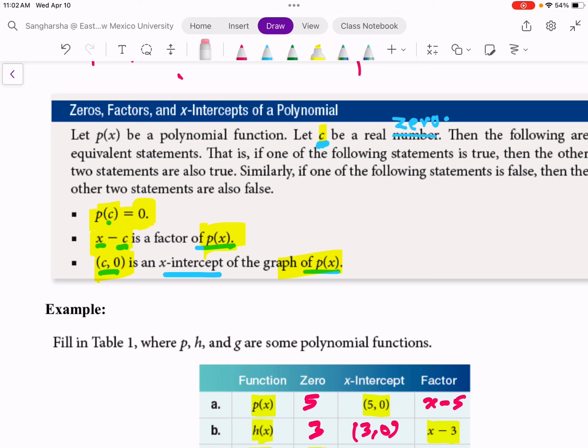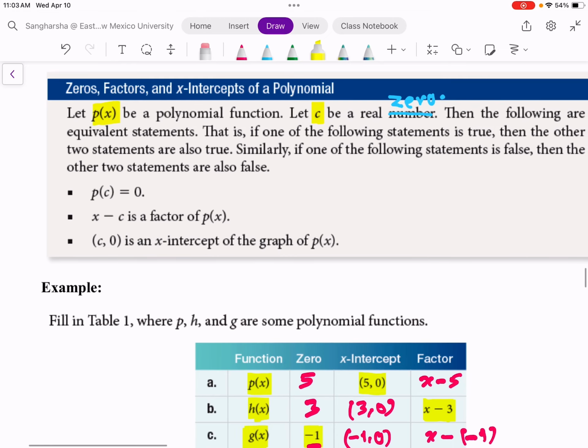we have our polynomial p of x. If c is a real zero for this polynomial, then if you find the output for that polynomial, you always end up getting 0. C is the x-intercept, and x minus c, x minus that real zero, is a factor of the polynomial p of x.